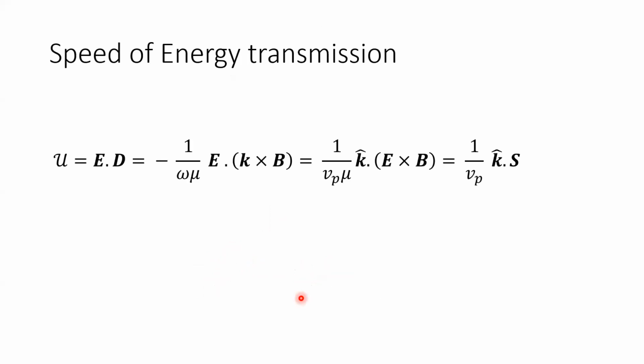Now let's see. We know that the wave propagates at the speed of the phase velocity, omega divided by the magnitude of vector K. That's the speed at which the wave fronts are moving. We have already seen that energy is not moving in the same direction. So naturally we ask the question: what is the speed at which energy is transmitted? We know that energy is flowing in the direction of the pointing vector, which is perpendicular to both E and B, but at what speed? That's what we want to figure out.